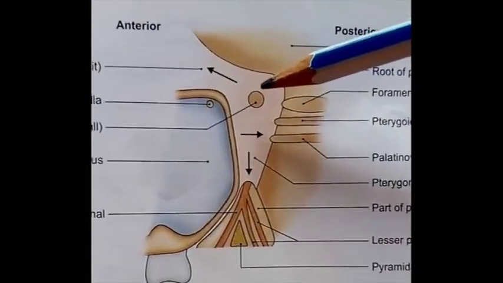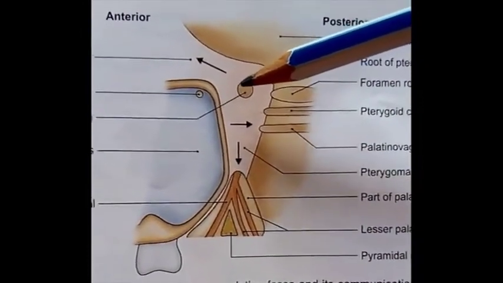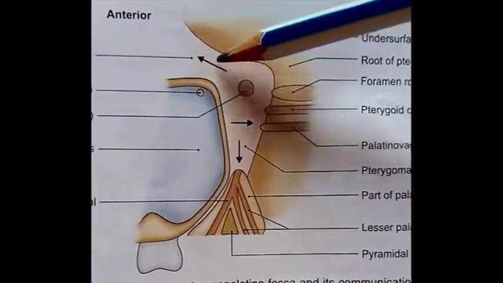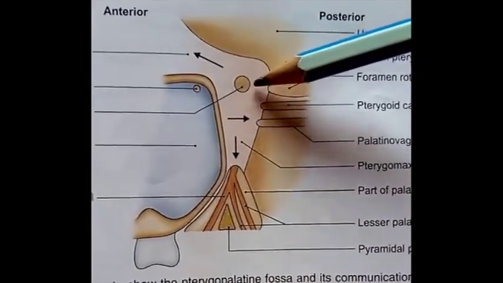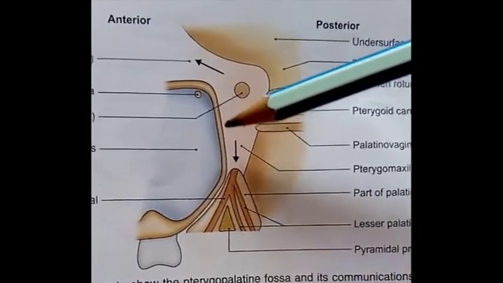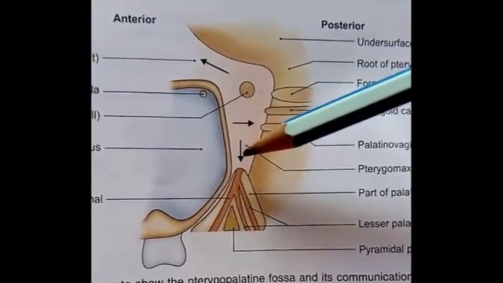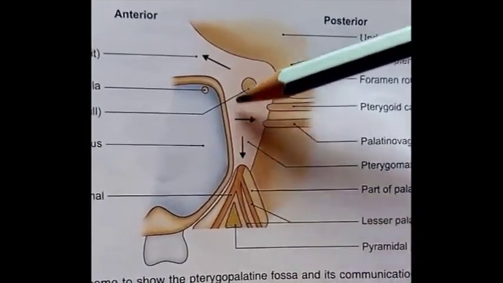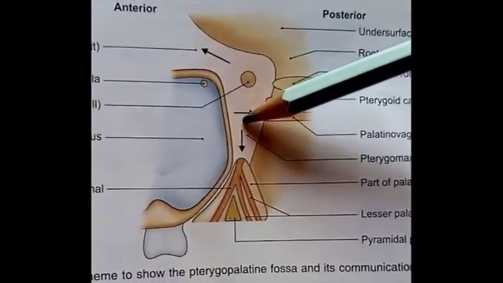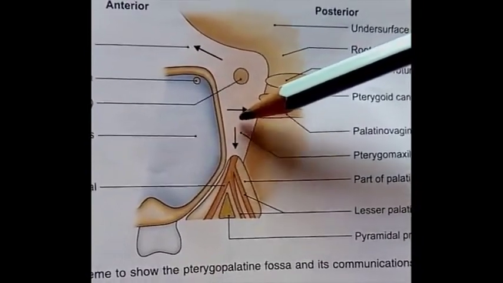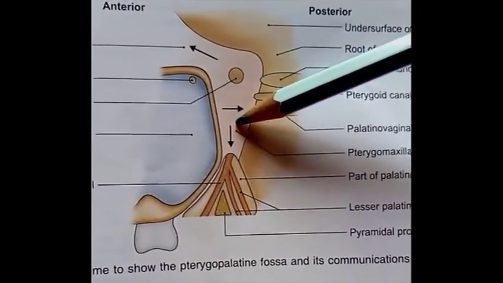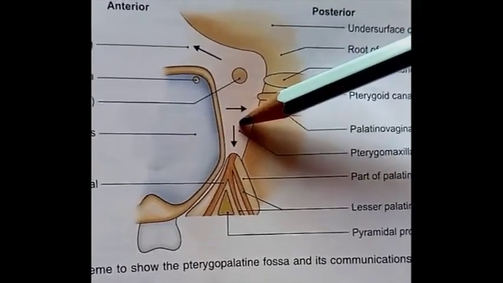Communications of pterygopalatine fossa. So this is the area of pterygopalatine fossa, and in light pink color we can see the medial wall, and here towards the lateral side the pterygomaxillary fissure is there. So this fossa communicates with the nasal cavity, oral cavity, infratemporal fossa, orbit, pharynx and middle cranial fossa through 8 foramina.